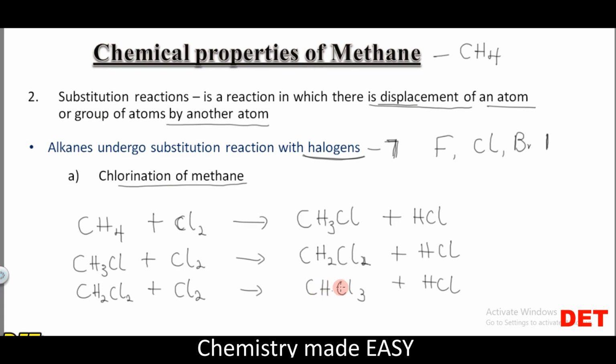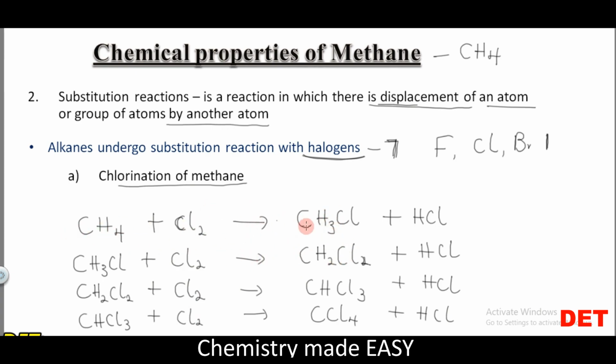So when this compound is referred to as trichloromethane, CHCl3, reacts with another chlorine, it will give you CCl4. It will displace this hydrogen from here, and it will form tetrachloromethane plus hydrogen chloride. This reaction is going to progress provided chlorine is still present.